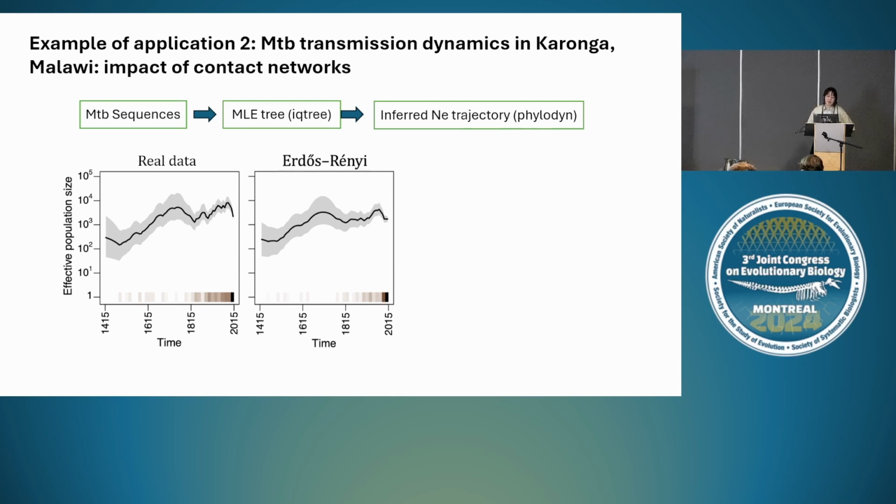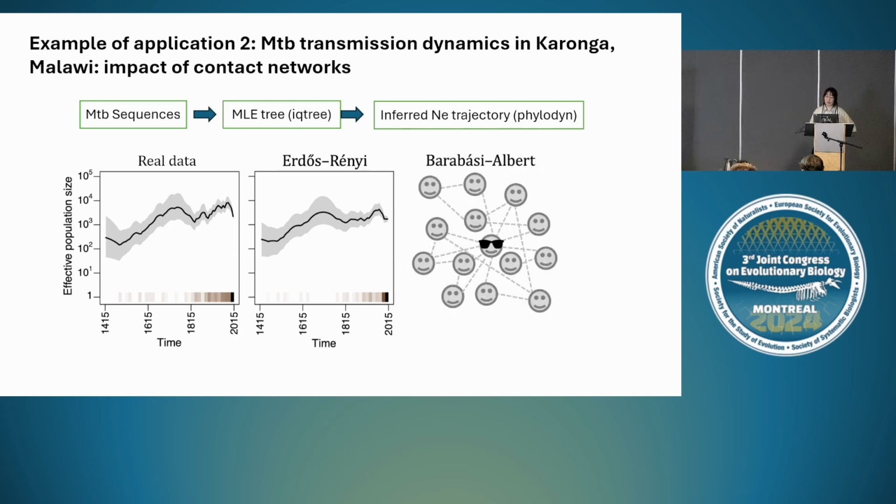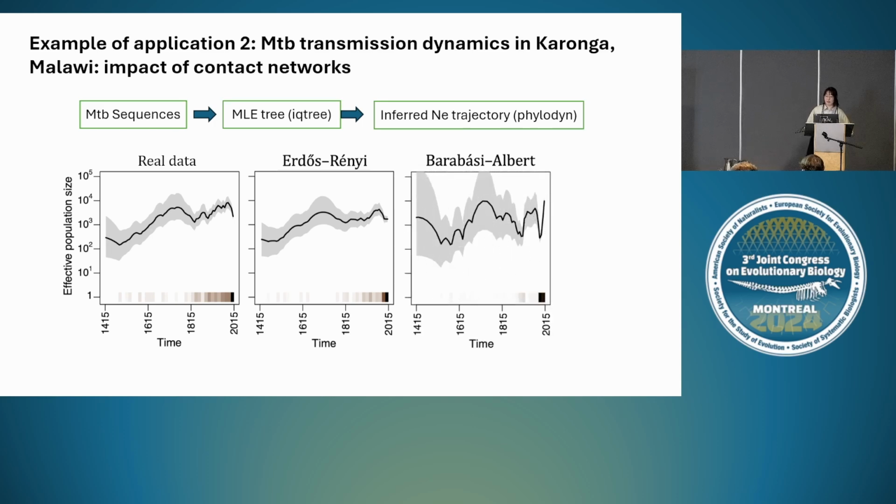And we can see that this Erdős-Rényi graph simulation really replicates the real data very well, having a very similar past Ne history. However, if we use the Barabási-Albert graph, which is a graph that has super spreaders in it, so some of the hosts are very highly connected with others, whilst the others are not, and go through the same process, we see that it's not that well aligned to the real data set. So this just shows that the contact network is a very important property to incorporate when you want to simulate real-world transmission.